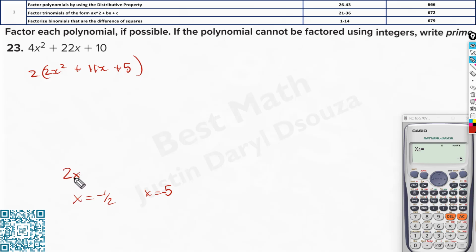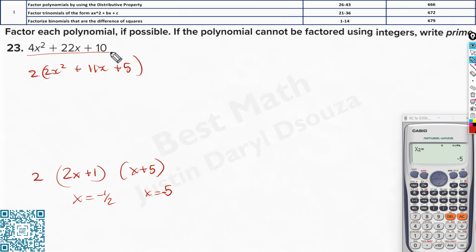2 goes to the other side, it will be 2x. Then 1 to the other side will be plus 1. This is one factor, and x plus 5 is another factor. Now let's multiply. There's one thing to understand. This 2 which is removed outside will also be over here. This is also a factor. So this is one thing.